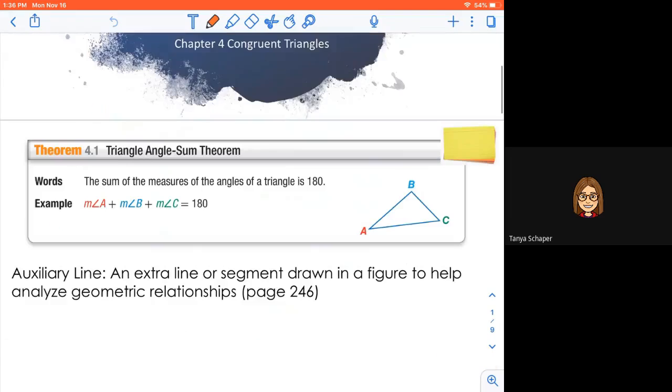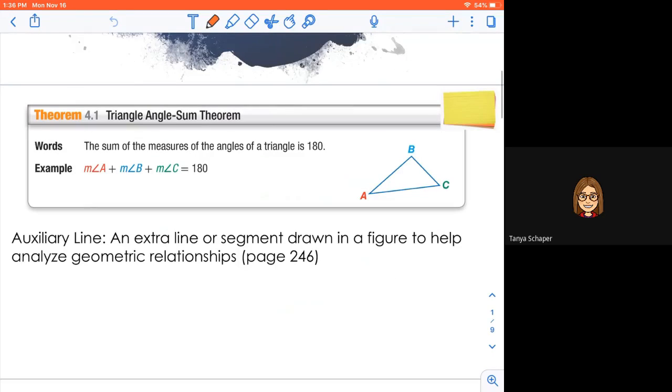So we have our first theorem. It's called the triangle angle sum theorem. It shows you something that you've already known, that the sum of all the measures of the angles in a triangle is 180 degrees. It's a theorem, meaning it's been proven, and it's something that you've practiced in the past.